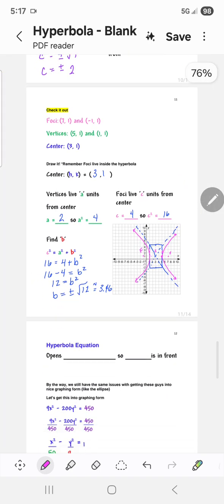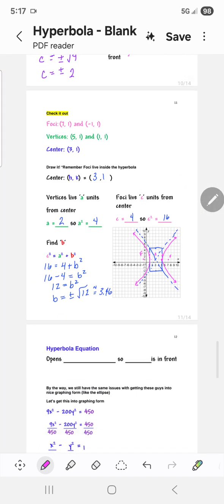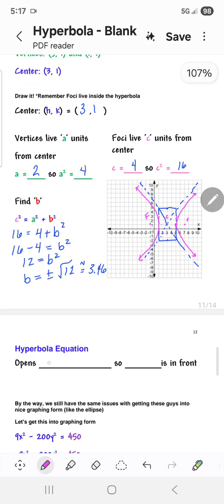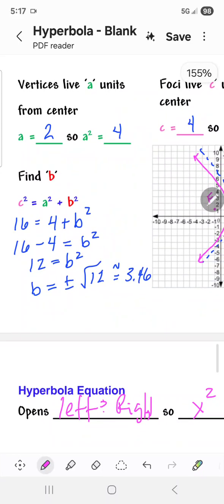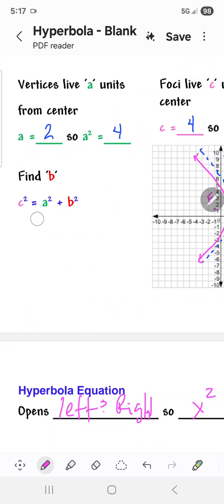All right. And we can see again that this one is opening up left and right, so x squared is in front. And because x squared is in front, we can go ahead and come up with the equation of this hyperbola. We know it's going to be x squared over a squared, so 4, minus y squared. Oh, nope, that's not right because I have an h and a k. I've lost some room, so I'm going to clear some space. All right.